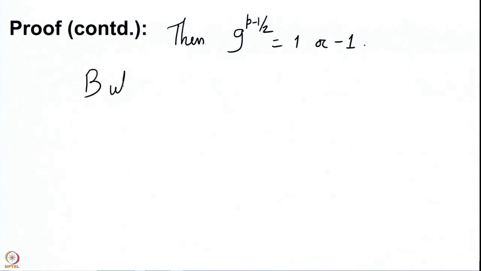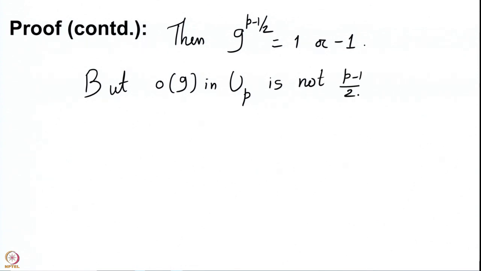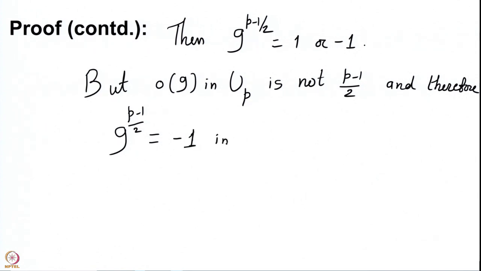But the order of G in UP is P minus 1. So, it is not this number which is smaller than P minus 1, and therefore, the power P minus 1 by 2 of G has to be minus 1 in UP. So, this completes the proof.